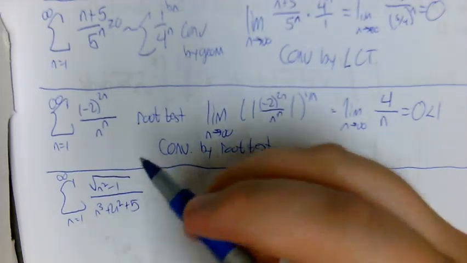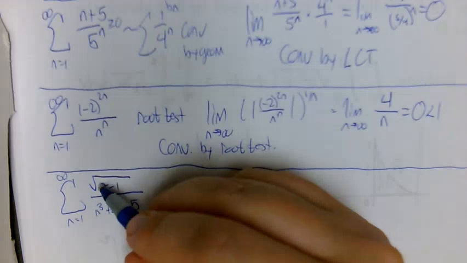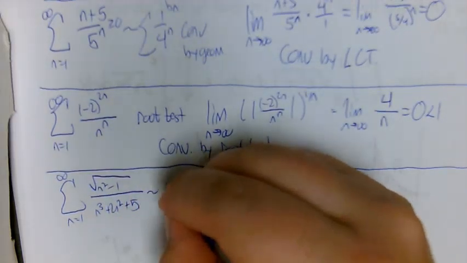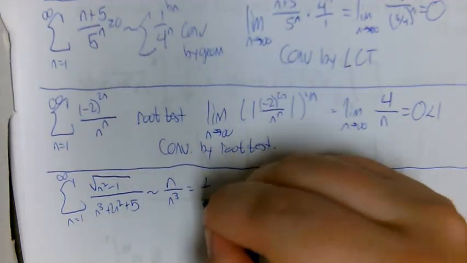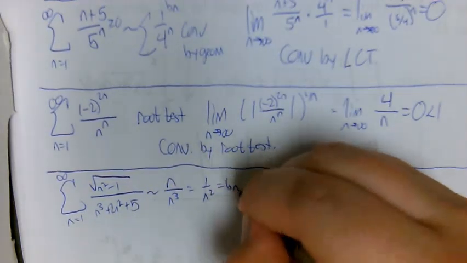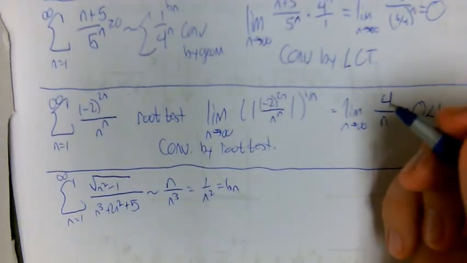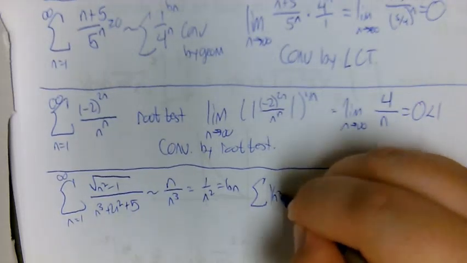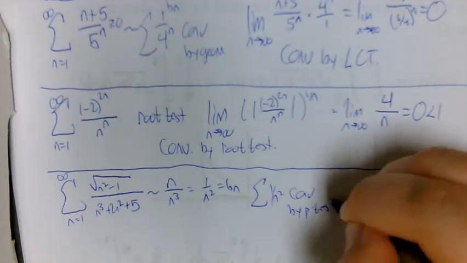Okay, so with this one, I'm going to look at the leading terms. So I have an n squared, but it's under a square root. So that's going to act a whole lot like n. And then on the bottom, my leading term here is n cubed. So I suspect that this is going to act a lot like 1 over n squared. And this is going to be my bn here. All right, and we know that as a series, 1 over n squared converges by the p-test.